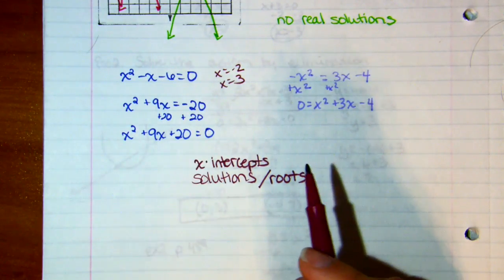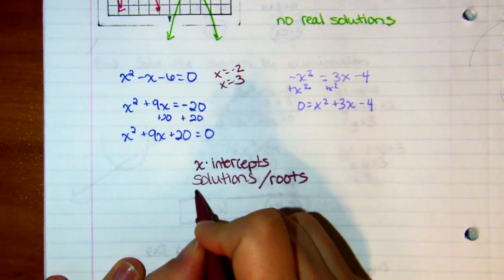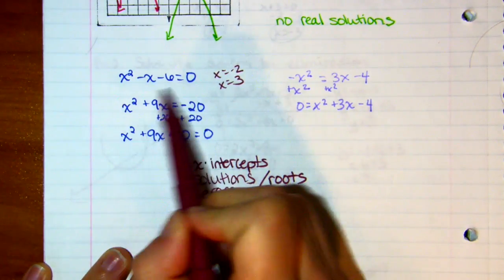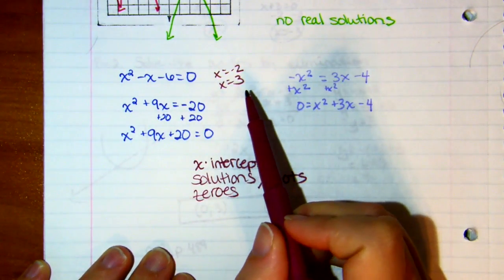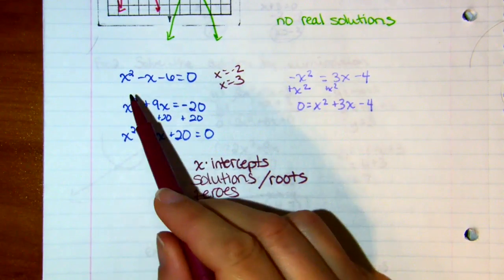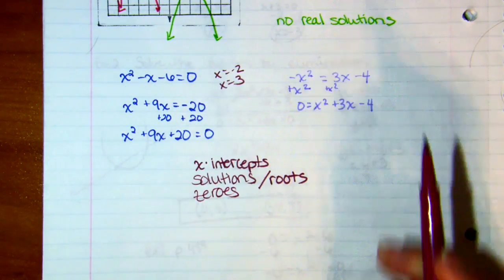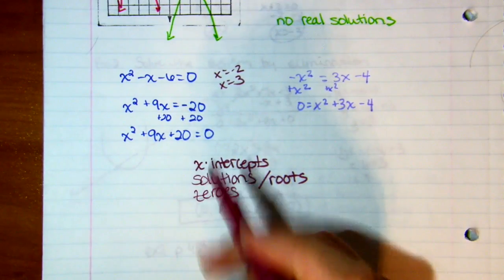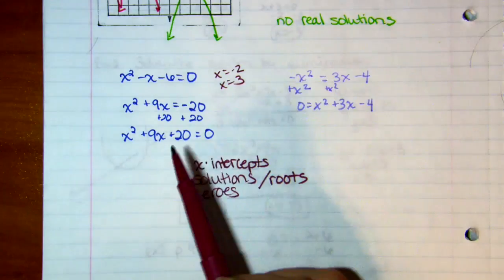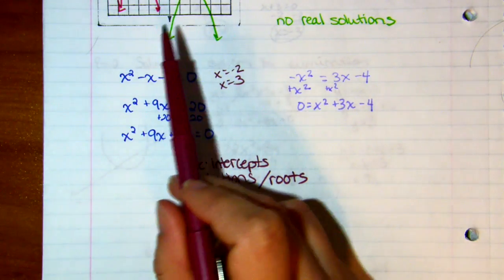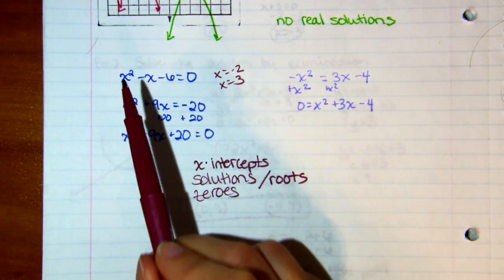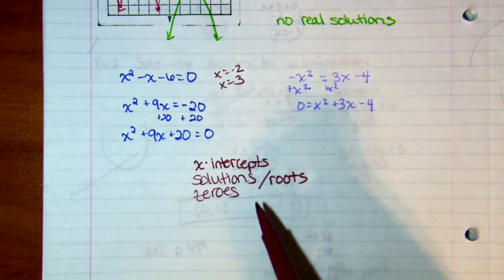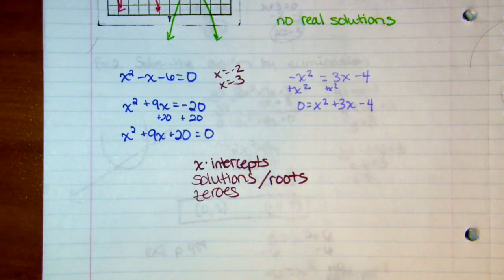Or another way of saying it would be the zeros. So you'd say the zeros of this function are -2 and 3. Or when you plug those into your function, you get 0. So these three terms don't mean exactly the same thing, but they all convey the same idea. They're all looking for when your graph crosses 0, or what x has to be to make this equation 0. So these are the words you'll see. There's a little chart in your book about that too.